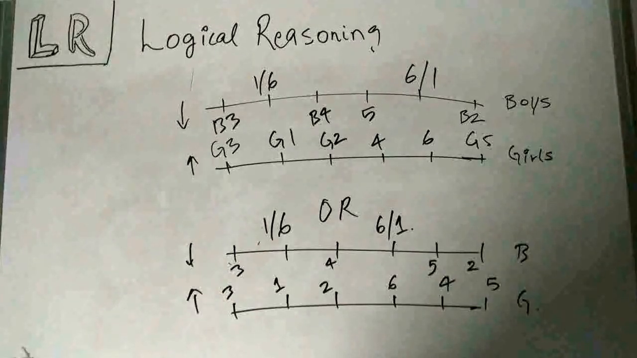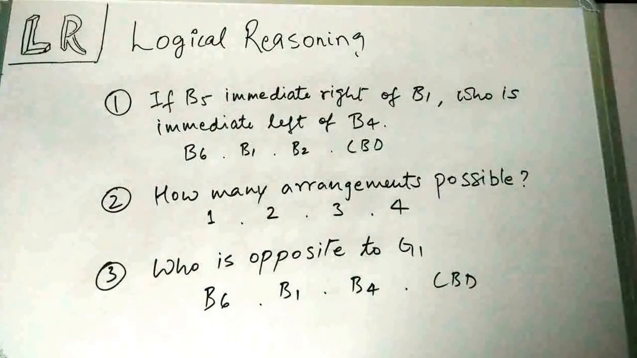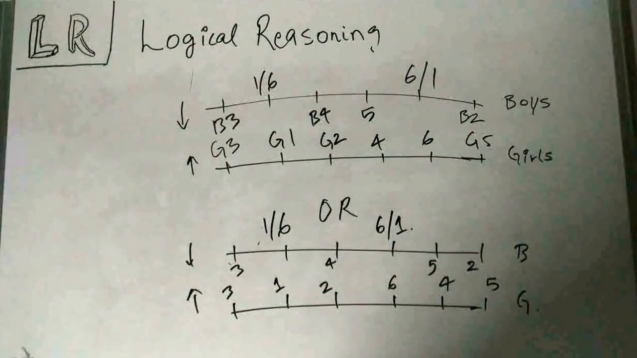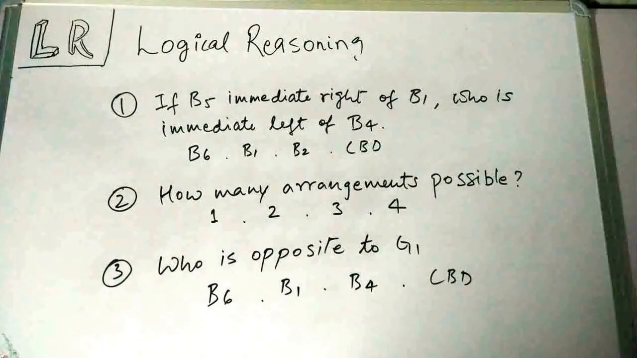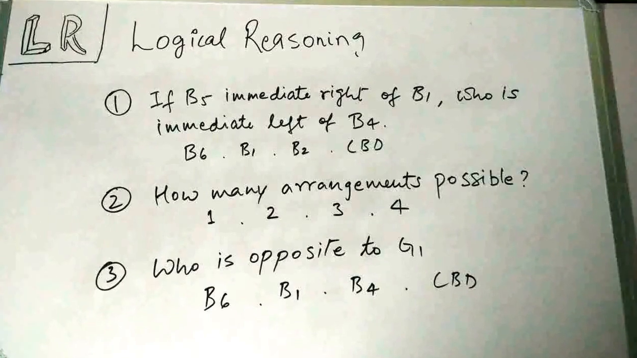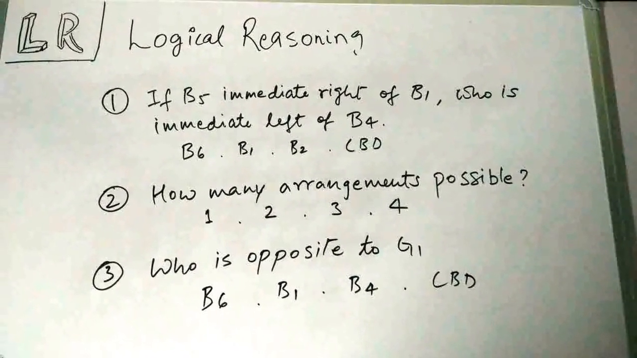So the question is, who is to the immediate left of B4? The immediate left of B4 is B5, right? So B5 is the answer. It's not mentioned in the options, but the answer is B5. So the options are wrong in the question paper that I have.